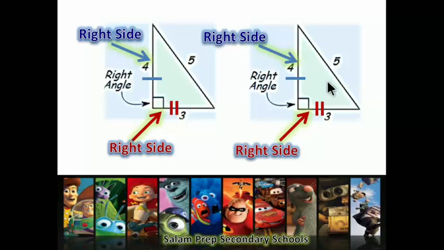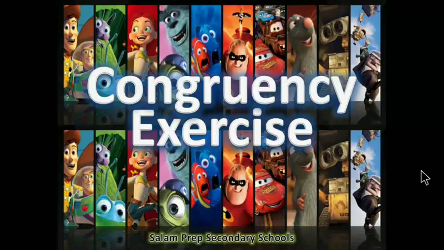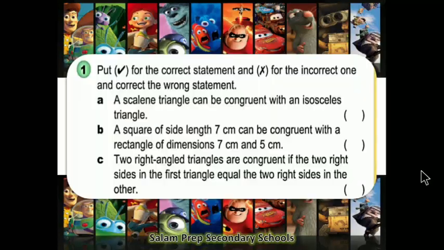Look at the other triangle. The right angle, there are two sides. This side is a right side. This side is a right side. This is the right angle. Let's start the congruency exercise. Put true for the correct statement and false for the incorrect one, and correct the wrong statement.